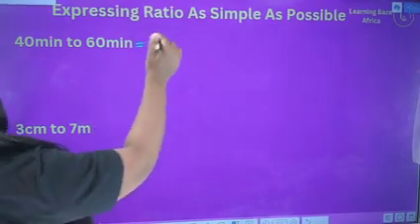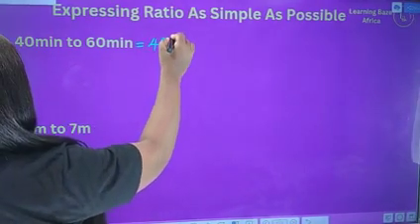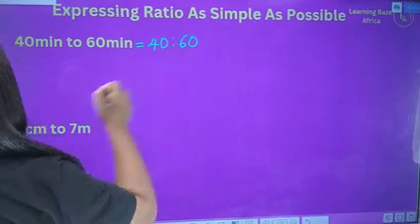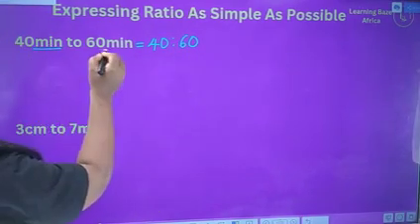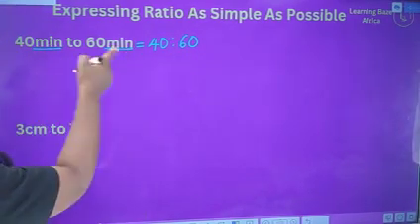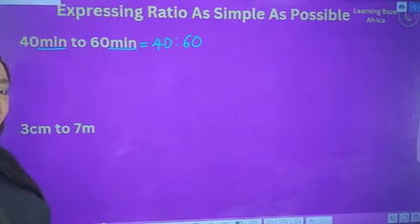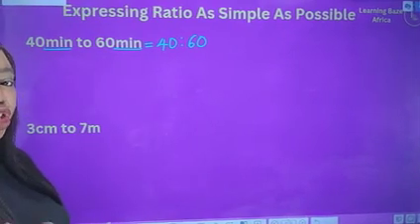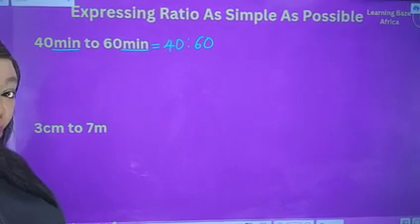So 40 minutes to 60 minutes can be written in ratio 40 to 60 because they are in the same unit. But if they are not in the same unit, we have to convert the larger unit to the lower unit. I hope you got that.